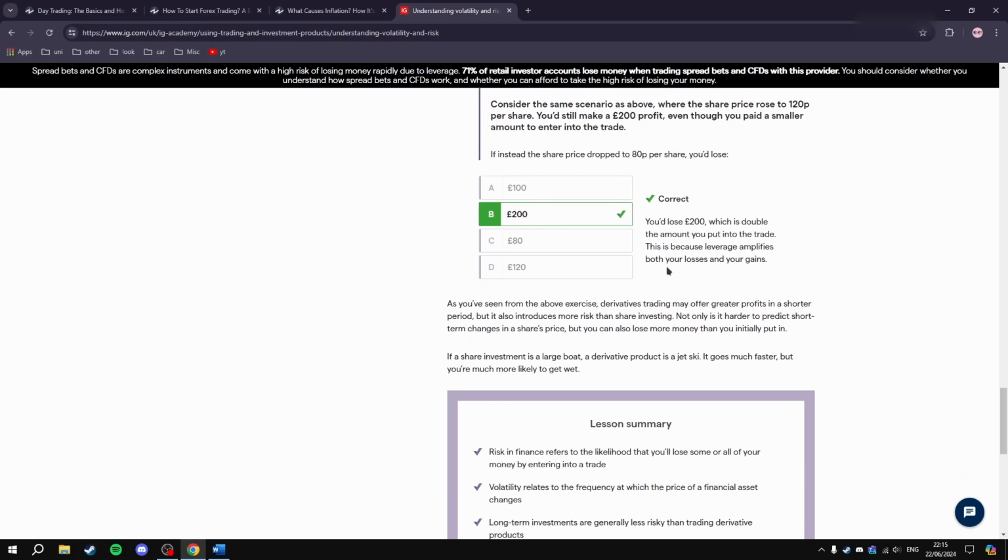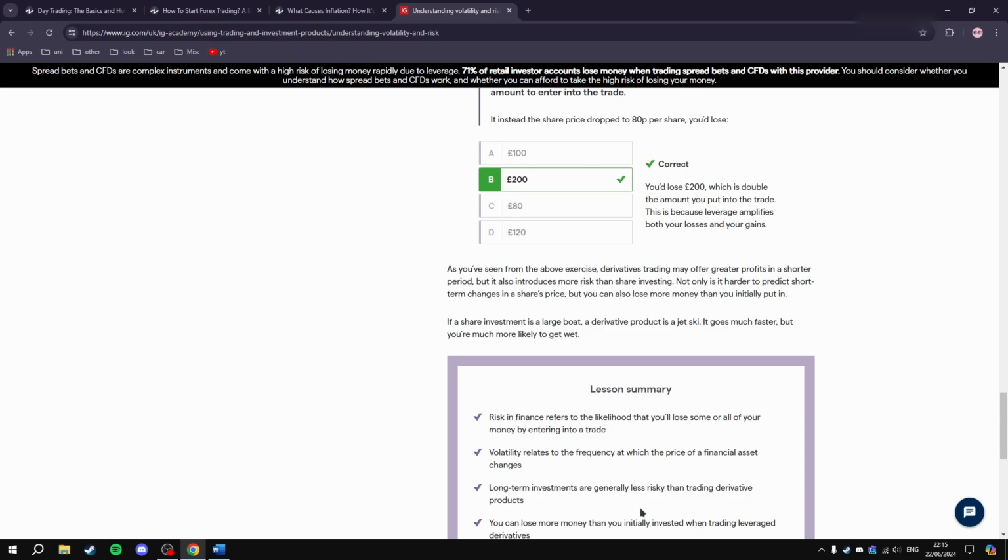As you've seen from the above exercise, derivatives trading may offer great profits in a shorter period, but also introduces more risk than share investing. Not only is it harder to predict short-term changes in a share's price, but you can also lose more money than you initially put in. If a share investment is a large boat, a derivative product is like a jet ski. Goes much faster, but you're more likely to get wet.